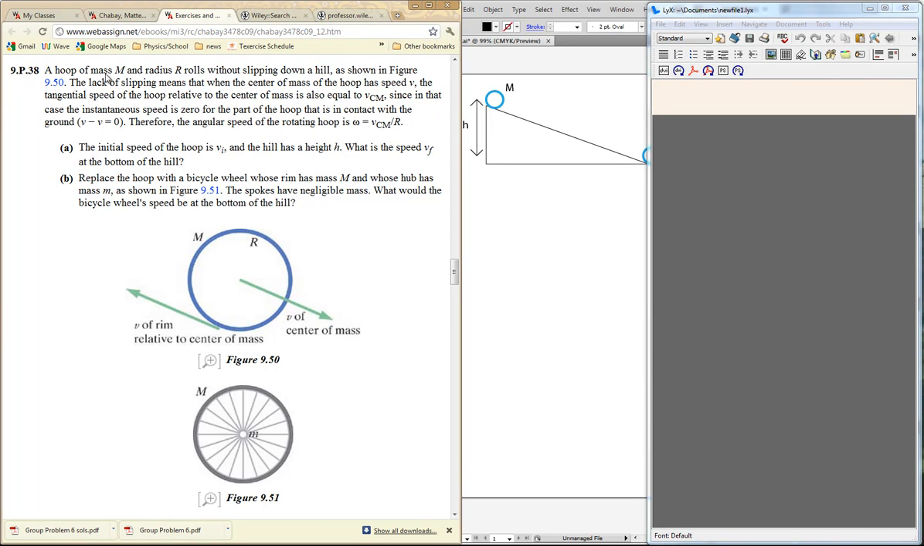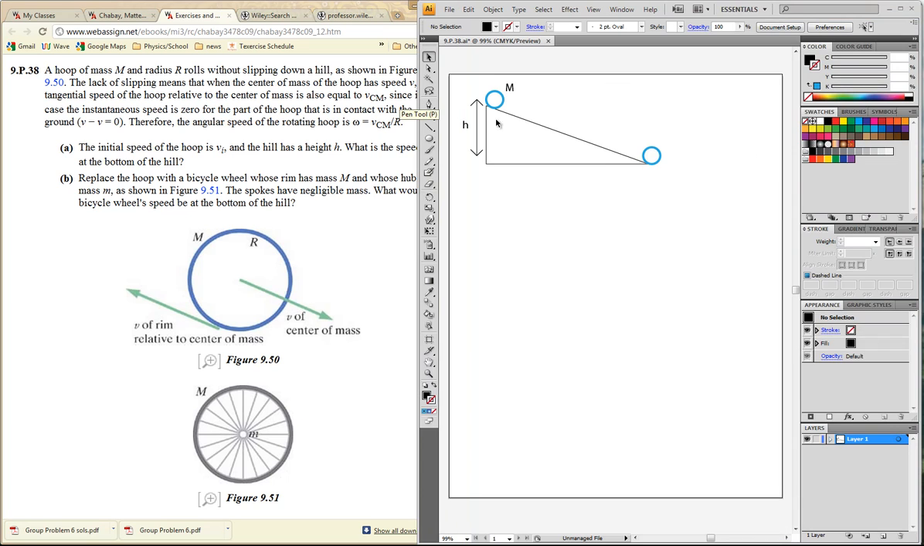This is a tutorial for problem 9.P.38 from Matter and Interactions, Volume 1. In this problem we have a hoop of mass capital M and radius capital R rolling down a hill without slipping. Its center of mass has some initial speed, Vi. It's at the top of a hill of height h. We want to know what's the final center of mass velocity at the bottom of the hill.